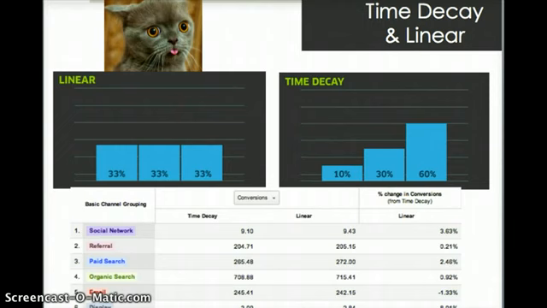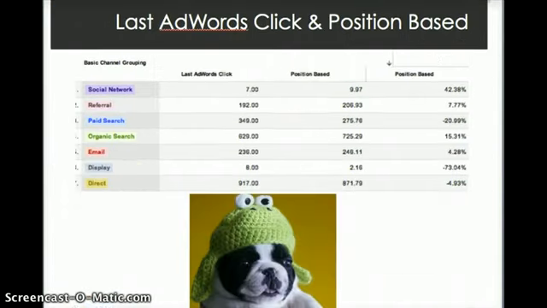Looking at the same data in this bottom image of the comparison as I did in the last slide, you can see the paid search gets 265 conversions in the time decay model and 272 in the linear model. Big difference.